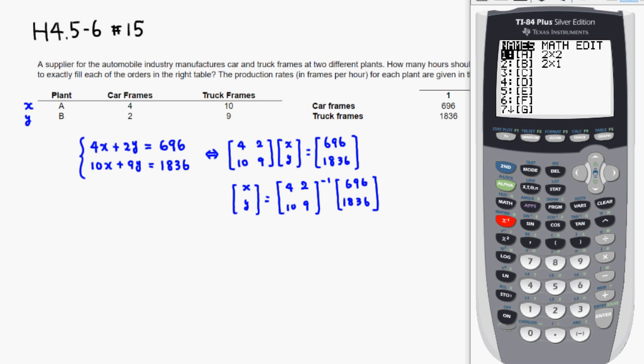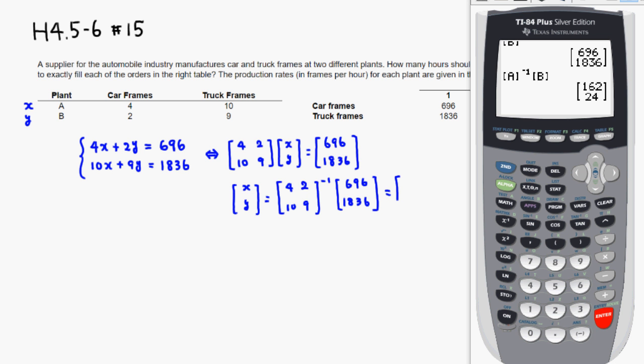So let's go to matrix and go to edit. Then number 2, and it's going to be 2 by 1, and I already entered that one. So I'm going back and let's look at the matrix B here. Then all you have to do is take matrix A, which is number 1, take the inverse of that and multiply by the right hand side, which is the matrix B. Then hit enter. So we got 162 and 24.